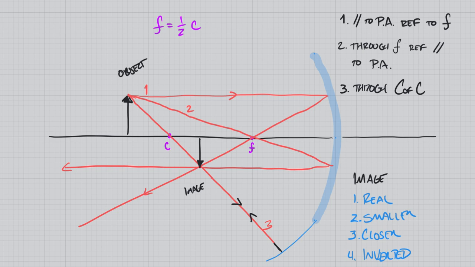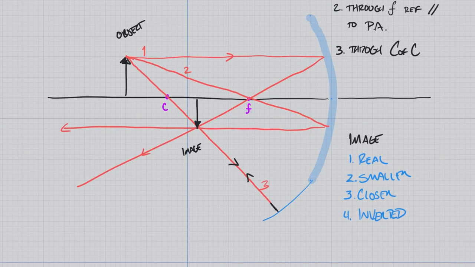The last part then is how can we put all of this information into a mathematical relationship. And so what that's going to look like is 1 over f equals 1 over v plus 1 over u, where v is going to be this length from the mirror to the image, and u is going to be this length here from the object to the mirror.